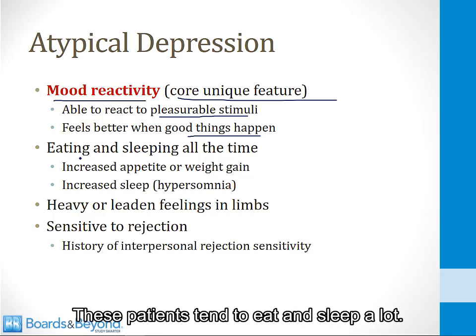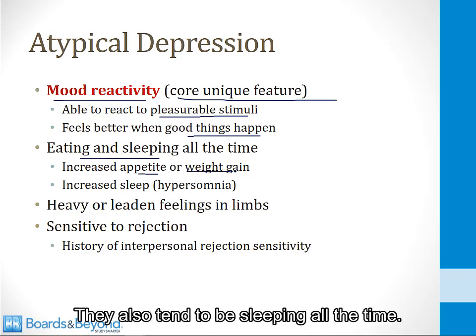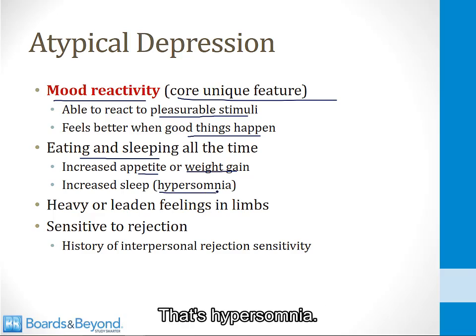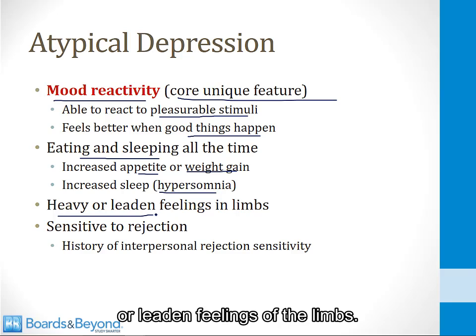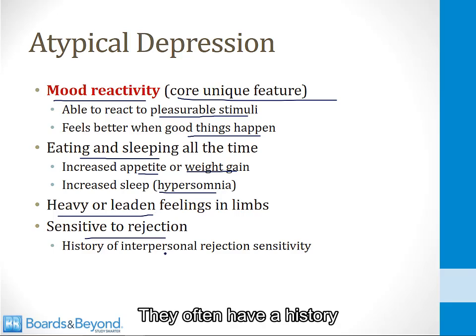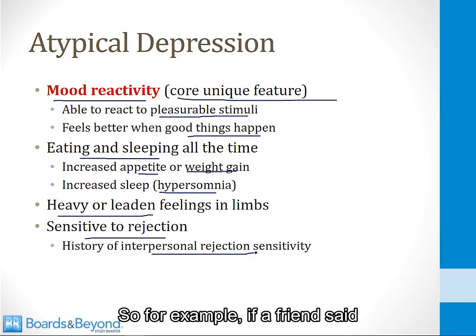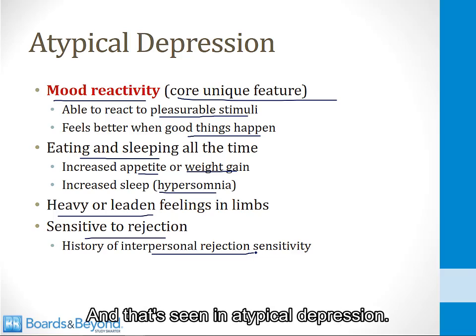These patients tend to eat and sleep a lot, so they have an increased appetite and they often gain weight. They also tend to be sleeping all the time. That's hypersomnia. A common complaint is heavy or leaden feelings of the limbs, and these patients tend to be very sensitive to rejection. They often have a history of interpersonal rejection sensitivity. So, for example, if a friend said they were upset with something they did, they take this particularly hard. That's sensitivity to rejection, and that's seen in atypical depression.